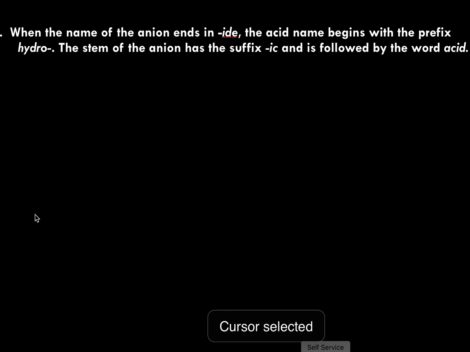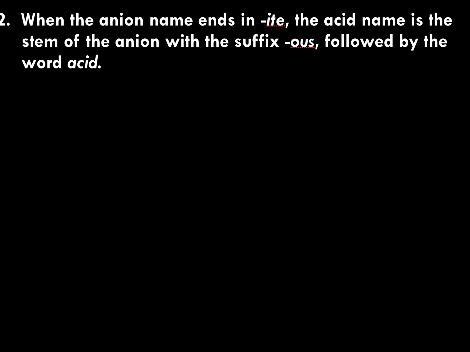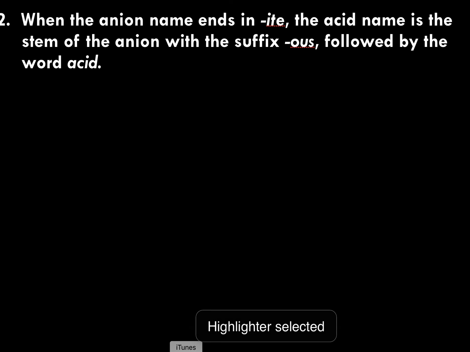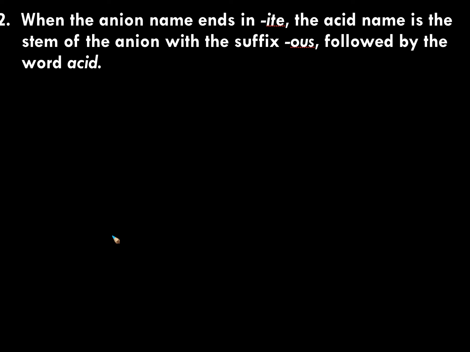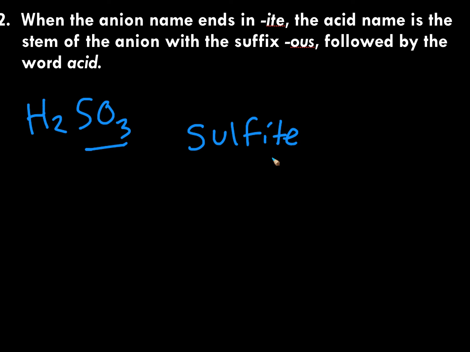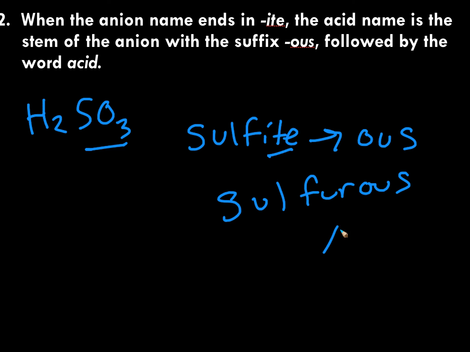Second rule: when the anion ends in ITE, the acid name is the stem of the anion with the suffix OUS followed by the word acid. So this is where we get into our oxyacids. Say we had H2SO3, and we know SO3 is sulfite. So this ITE is going to go to OUS. So it'll be sulfurous acid.